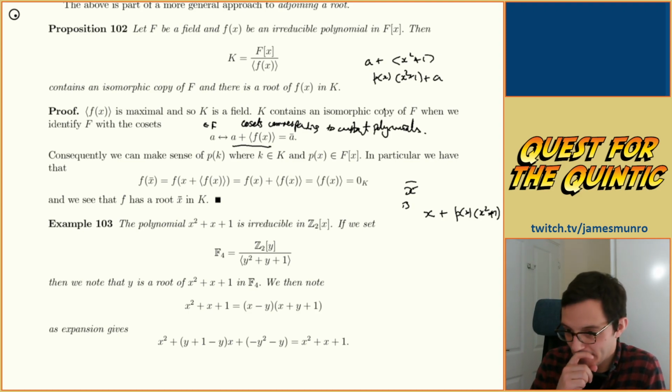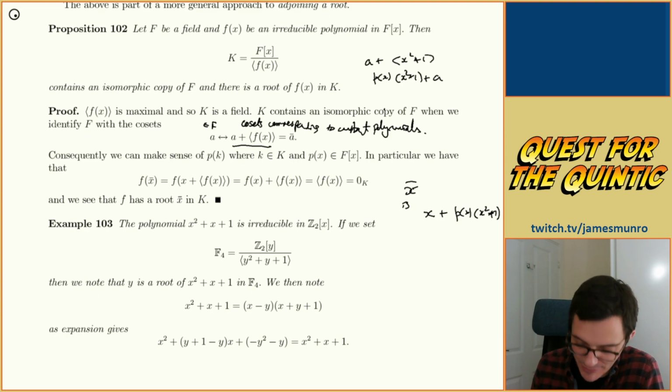The polynomial x plus 1 is irreducible in Z2. Again, how much do I really care about Z2?